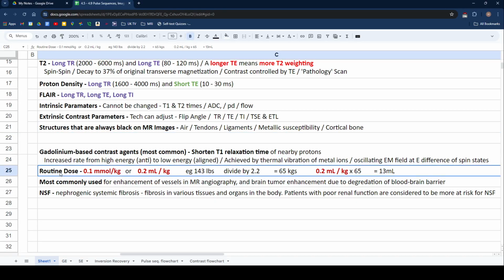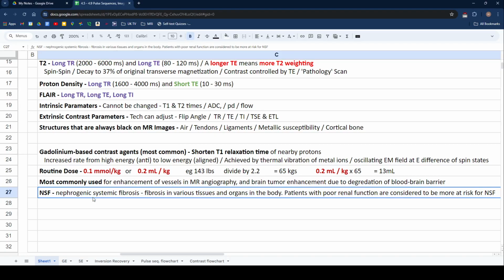A routine contrast dose is 0.1 millimoles per kilogram or 0.2 milliliters per kilogram. So 143 pounds to get to kilograms divided by 2.2, 65 kilograms. 0.2 milliliters multiplied by that 65 kilograms gives a 13 ml dose. Most commonly used for enhancement of vessels in MR angiography and brain tumor enhancements due to degradation of the blood-brain barrier.